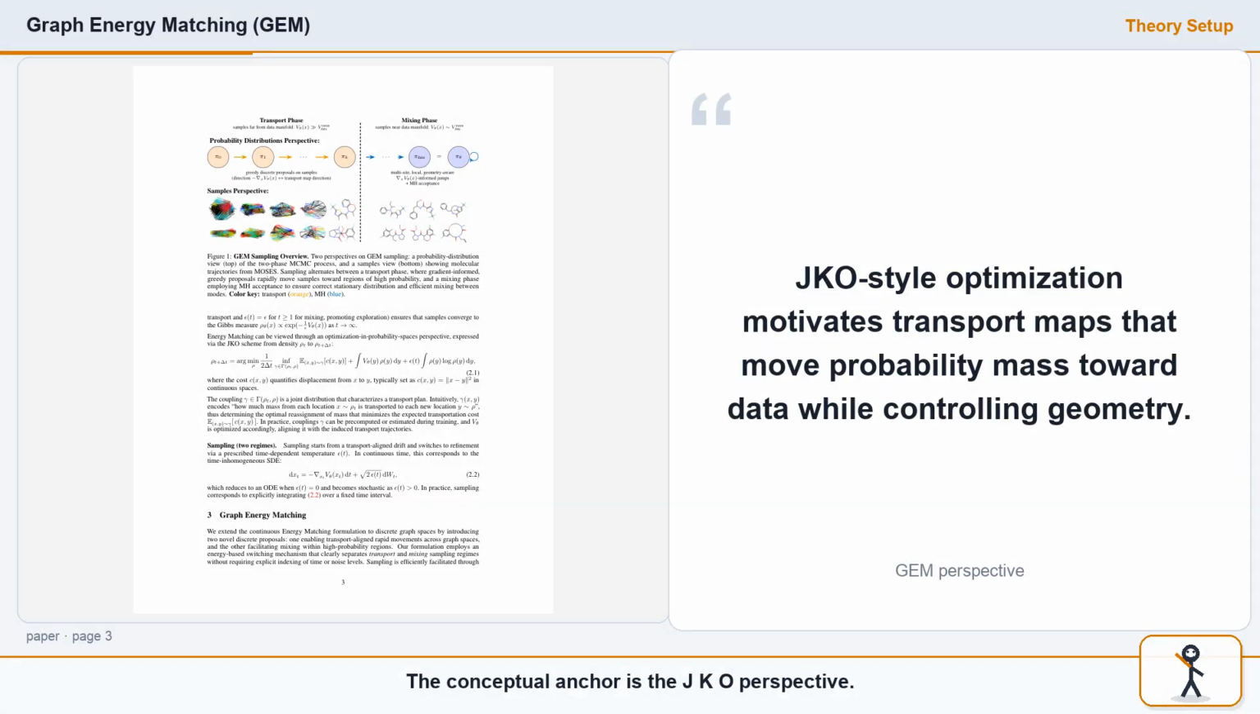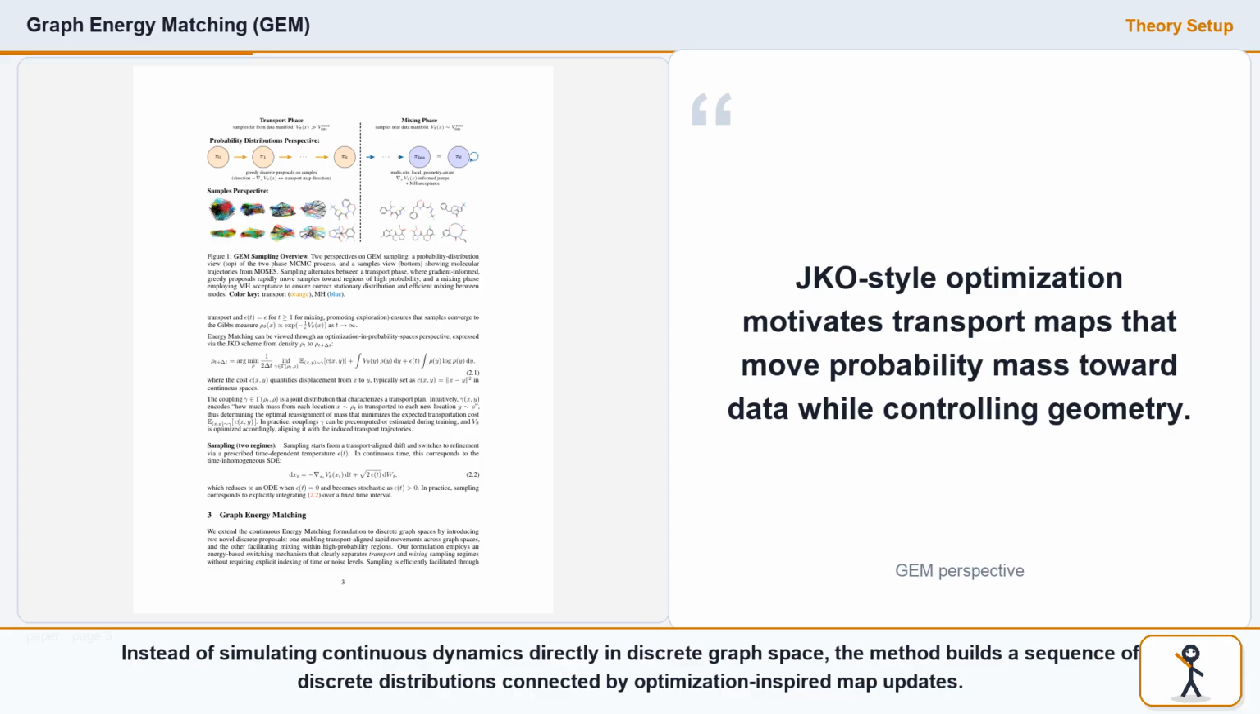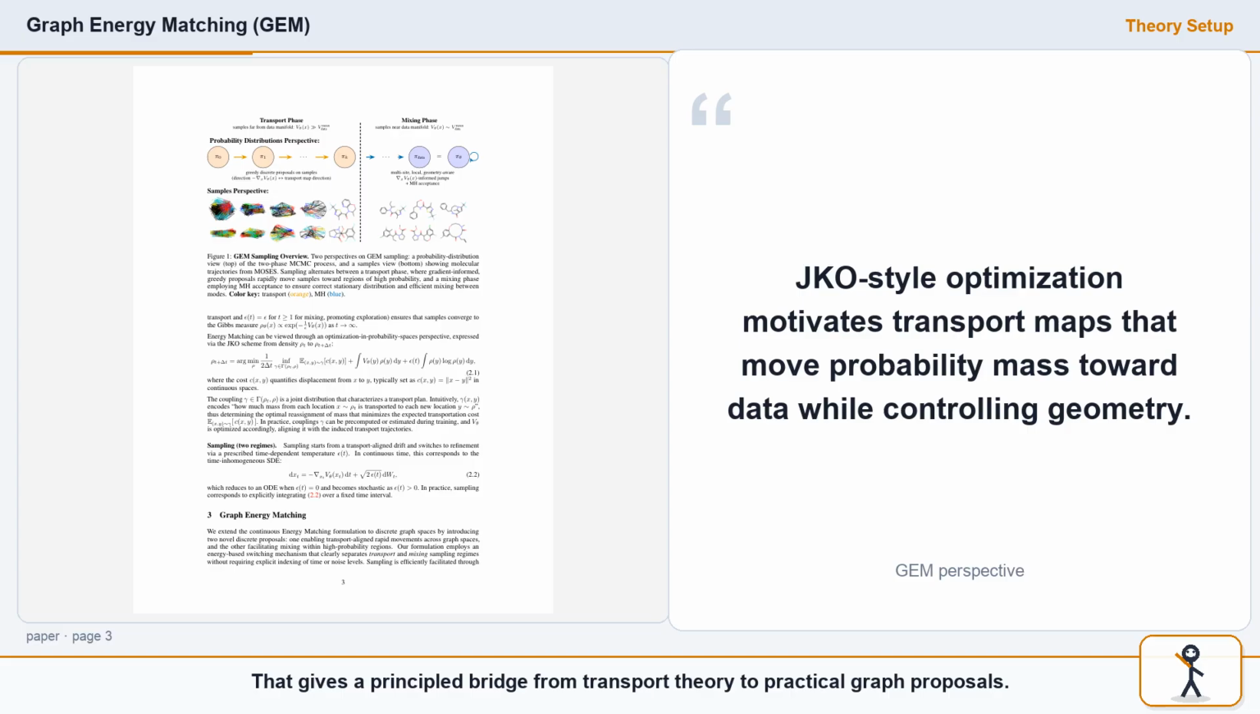The conceptual anchor is the JKO perspective. Instead of simulating continuous dynamics directly in discrete graph space, the method builds a sequence of discrete distributions connected by optimization-inspired map updates. That gives a principled bridge from transport theory to practical graph proposals.